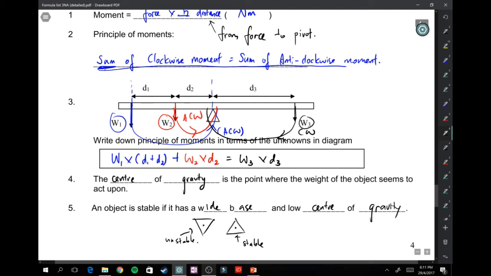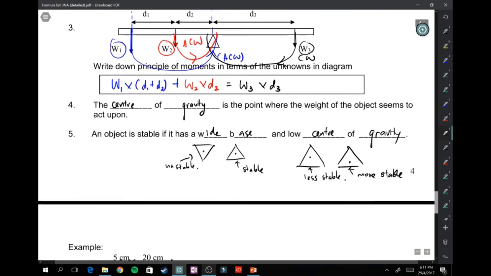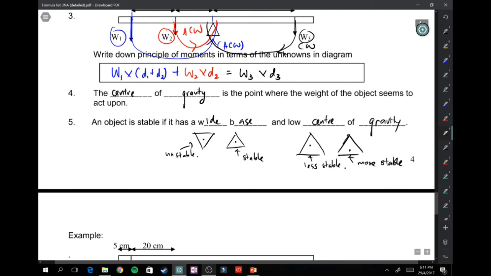Alright, and to make it better, a triangle with a CG here and a triangle with a CG here, this is more stable and this is less stable. Alright, so some of y'all may ask, why is the CG not in the center, right? So let's take a look at this.